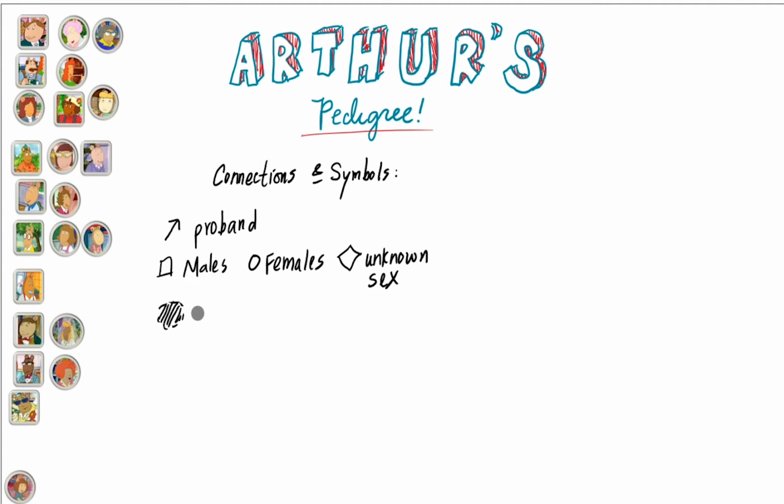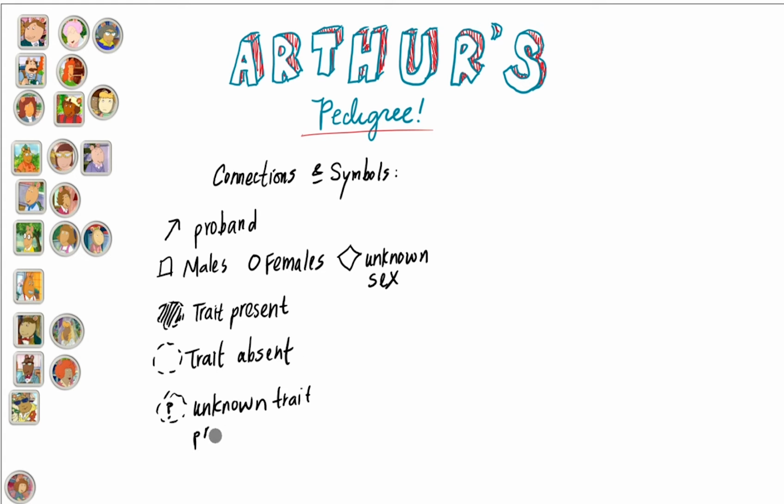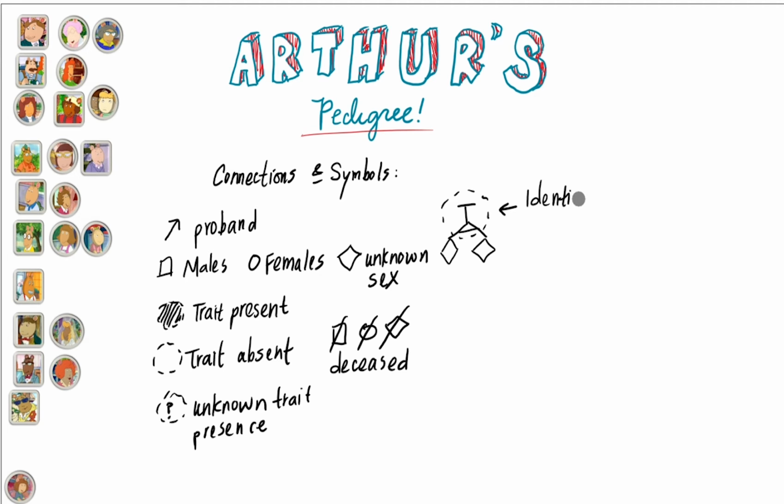A phenotype is a displayed trait. Individuals with the phenotype we're looking for are shaded, while individuals without that phenotype are unshaded. If we do not know an individual's phenotype, then we draw in a question mark. Deceased individuals are marked through with a line. Identical twins are shown by stemming from a single line and have a bar connecting them. Fraternal twins stem from the same point and do not have a bar joining them.